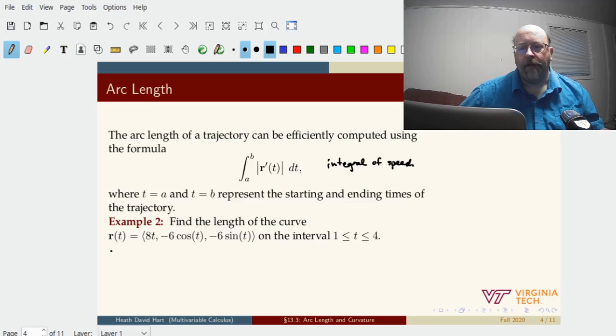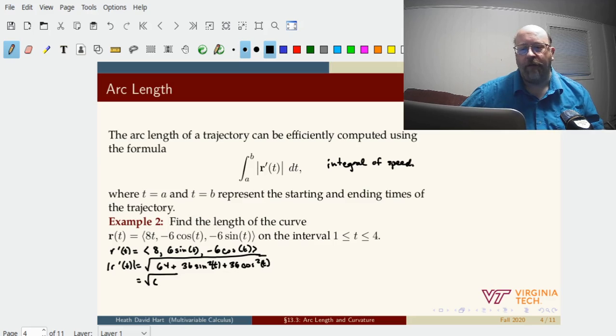Okay? So the derivative is 8. The derivative of cosine is negative sine, so that changes to a positive 6 sine t. The derivative of sine is cosine. This will still be negative 6 cosine of t. The magnitude of this is the square root of 64 plus 36 sine squared t. Squaring a negative term makes it positive, so this will be plus 36 cosine squared of t. But sine squared plus cosine squared is 1, and so this is the square root of 64 plus 36 times 1, and that's the square root of 100, which is 10.